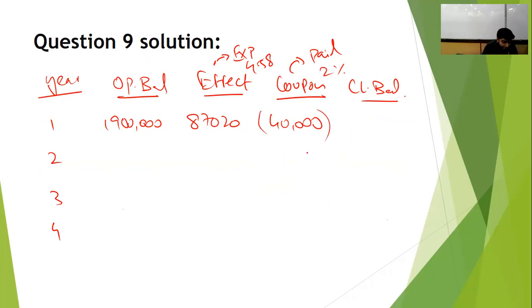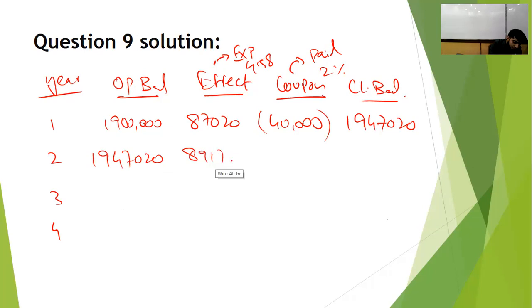Now what is the closing liability? That is 19 lakh plus 87020 minus 40,000. It means the closing liability would be 1947020. If this is the closing liability, definitely it is going to be the opening for the next year, 1947020. Again, the effective rate will be applied on this one, 4.58%. That is 89174. 40,000 is the coupon amount.